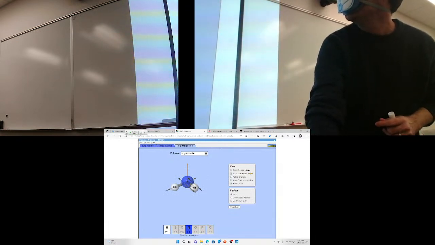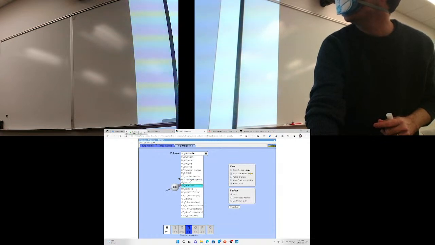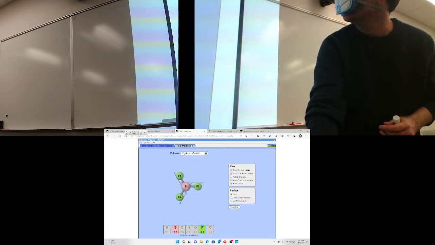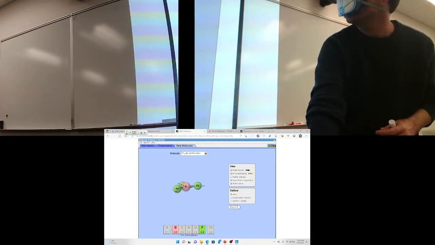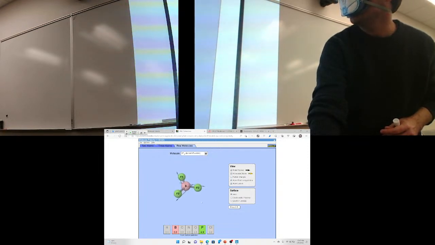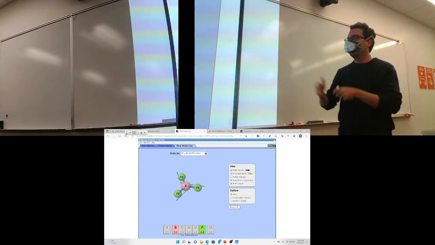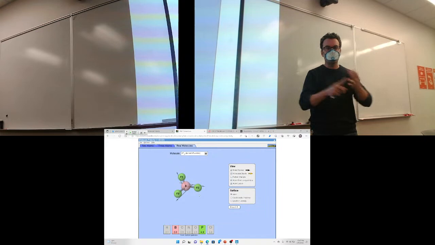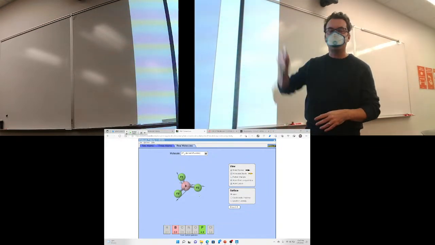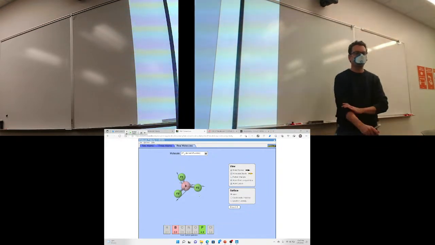But BF3, let's try that one. This one is trigonal planar. It's flat, right? It doesn't have the lone pair on the boron like the nitrogen does. And because it's flat, these arrows just all cancel each other out. It's nonpolar. Using my other method, the electron geometry is trigonal planar, the molecular geometry is trigonal planar, same, and the outer atoms are the same electronegativity, so it's nonpolar.